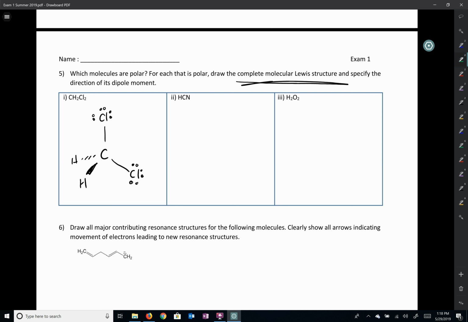So once you draw the proper Lewis structure, it asks you to specify the dipole moment. Remember, we draw our vector arrows. They're pointing towards the chlorines here because chlorine is more electronegative than carbon. So we've got a negative charge building up at the chlorines. And remember that these are vectors, so they're additive. And so the overall dipole would be like this, kind of pulling in between the two chlorines there.